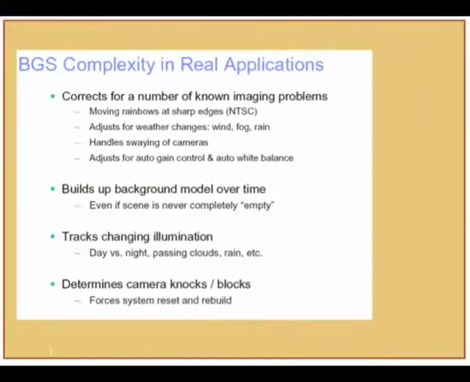Now the complexity, right? There's several complexities with this. In general, in the real world, when there's all the security cameras on top of all these buildings, right? There's moving rainbows at sharp edges. It's called the NTSC effect or something. Then you have to adjust for weather changes. There might be wind. There might be very low visibility, fog and rain. So the camera has to adjust for all this, and the data analysis has to, not the camera, but the data analysis has to adjust for all this.